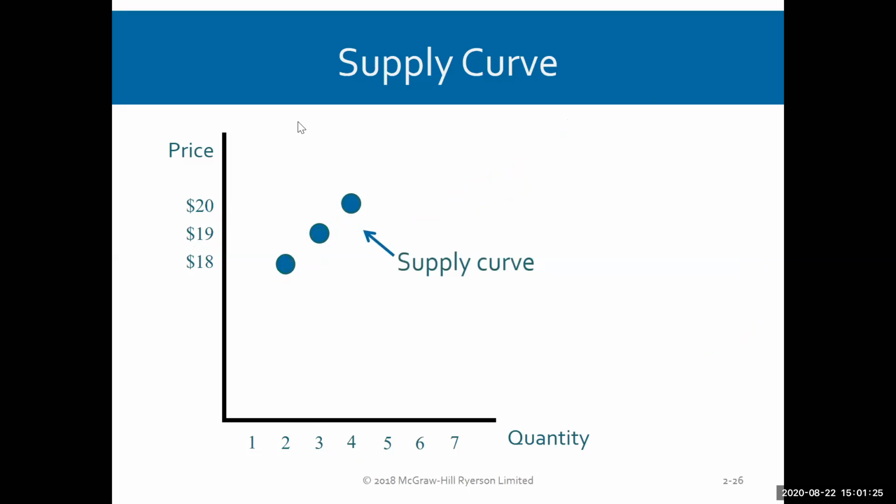So there's our supply curve. It's a direct relationship. I can draw the line through here. If I missed that, it'll be really squiggly. But there's my supply curve. And all you did was connect the dots.